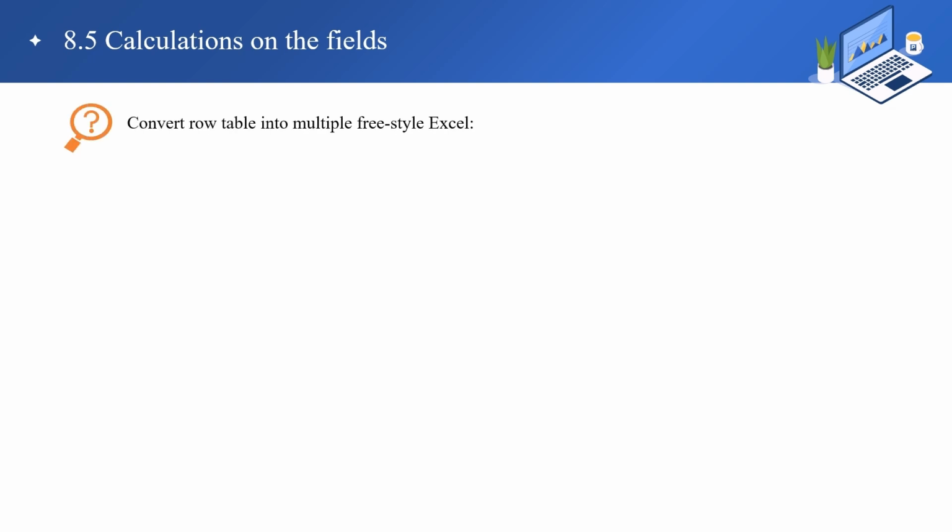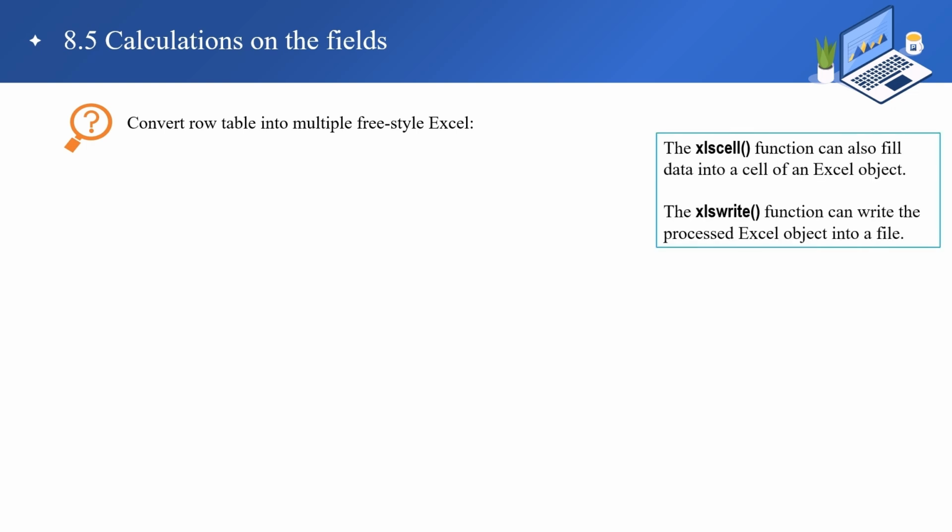Conversely, we may use the data of a row table to generate multiple such freestyle Excel files. Obviously, doing it manually will also be very tiring. We still use a program to complete this task. We need to learn a little more knowledge. The XLSCell function can also fill data into a cell of an Excel object, and then learn an XLSWrite function, which can write the processed Excel object into a file.